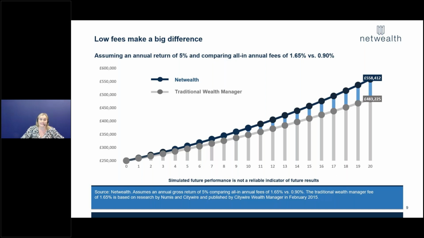So we're controlling for performance and seeing the difference between those two lines down to the impact of fees and fees alone. So for investment management at Netwealth on a £250,000 portfolio, you qualify for the 0.6% Netwealth management fee. And we've also added the 0.3% underlying fund and trading costs too to get you to that total all-in fee of 0.9%. Now for the other portfolio in the grey, we've assumed a 1.65% investment management fee, trading and underlying fund costs. We got this information on the traditional wealth manager fee from research by Numis and Citywire.